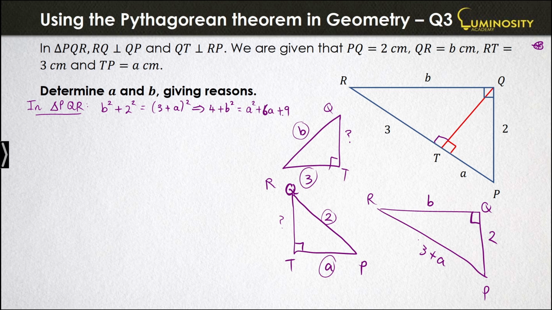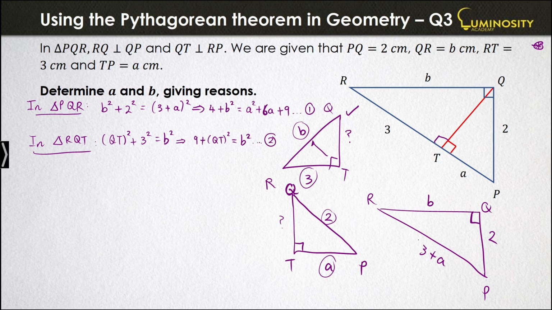Okay, and then look at all the other triangles. Okay, so in triangle RQT, so this one here now, I can use the Pythagorean theorem again because of that right angle. So I have the length QT all squared plus RT, which is 3 squared, equals B squared. Okay, so this implies then that 9 plus QT all squared equals B squared. Okay, so I'm going to call that equation 1 for now up here and equation 2 over here.